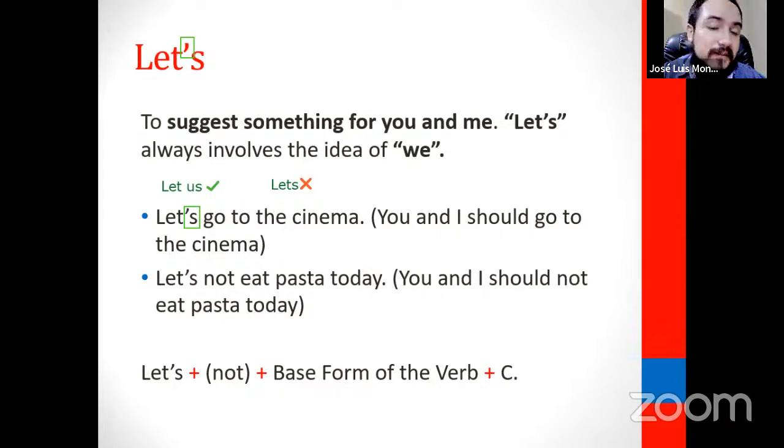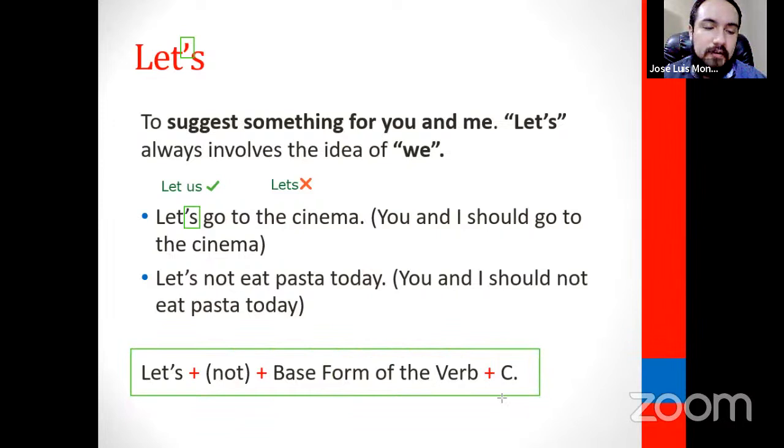Let's not eat pasta today. That's you and I should not eat pasta today. So it is pretty simple. You only have to follow this formula over here. You have let's plus not, that is optional, plus the base form of the verb. Let's go, let's study, let's dance, let's start, let's begin, let's finish, and so on and so forth. Or let's not do it, let's not start yet. That is an action in the base verb. Okay, so this is the first one.